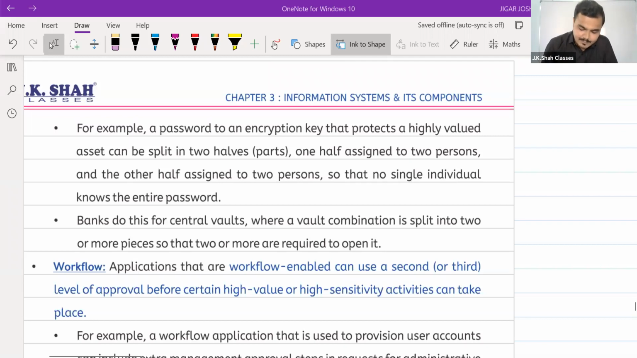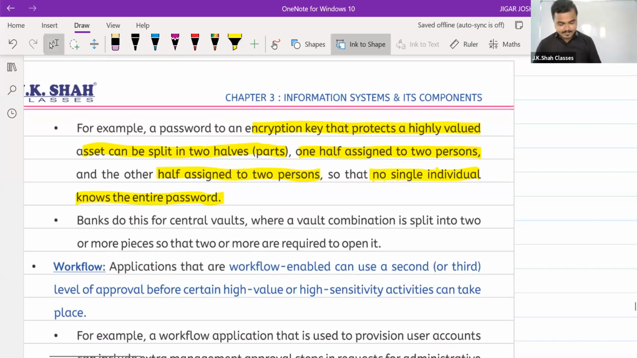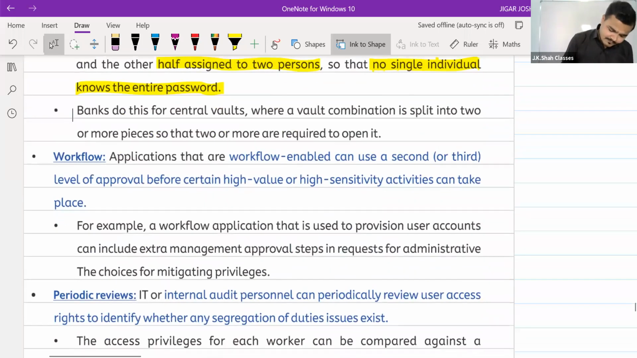The password or encryption key that protects highly valued assets can be split into two parts. One half is assigned to two people, that is, two people know that half of the password, and the other half is known by another two people. So no individual would be able to know the entire password. Understood? Yes, sir. Third one, workflow.